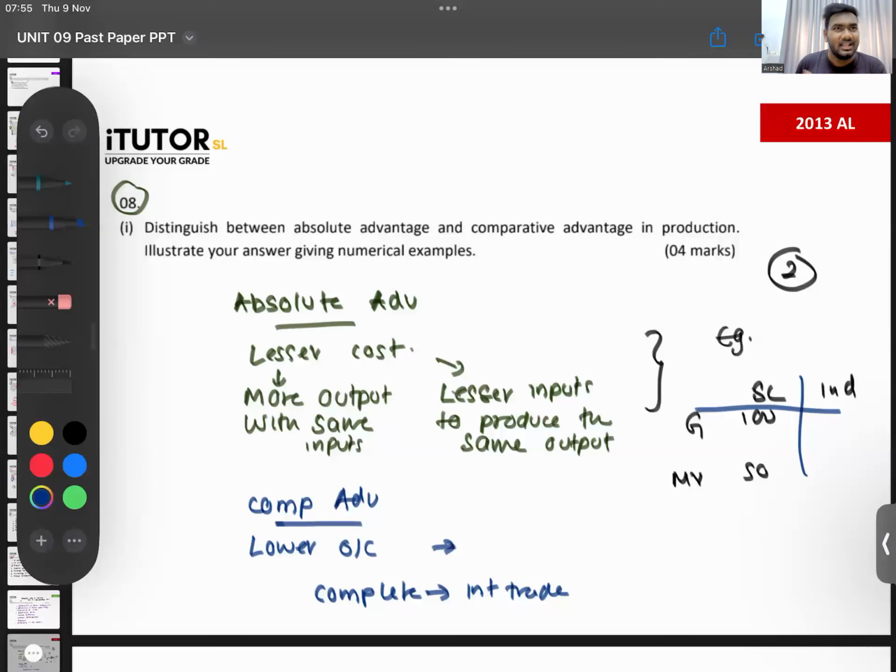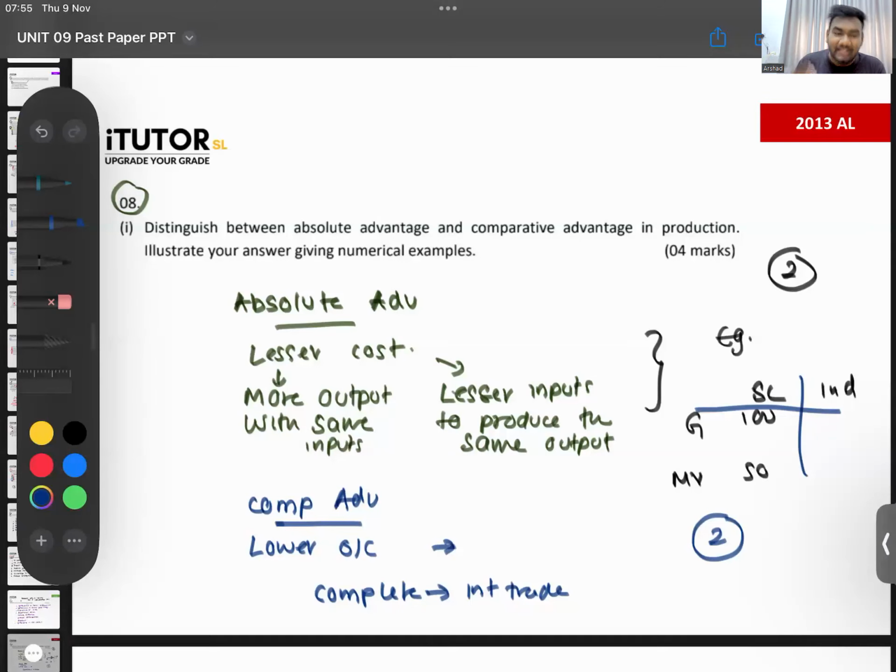Now you can give something like that and then give your numerical example also. You get your 2 marks there. Now these are easy questions. It's not that you don't know the difference between comparative and absolute. You all definitely know. Numerical examples also, we have done more than enough MCQs for you to know. Where you go wrong is you can't write.